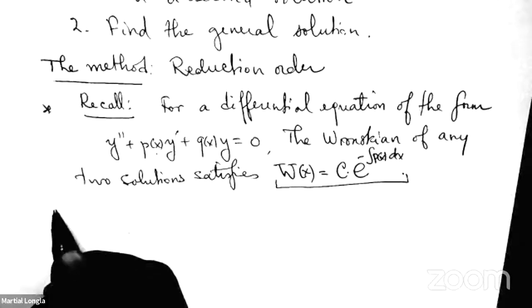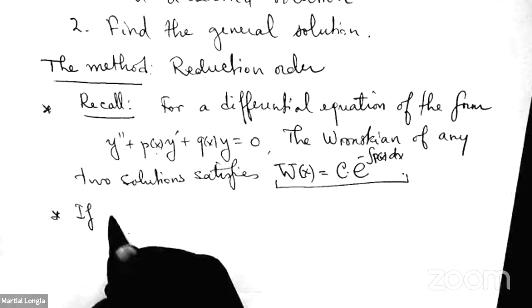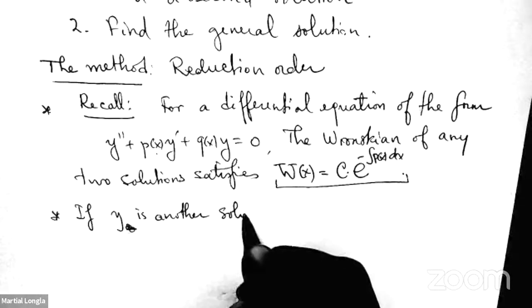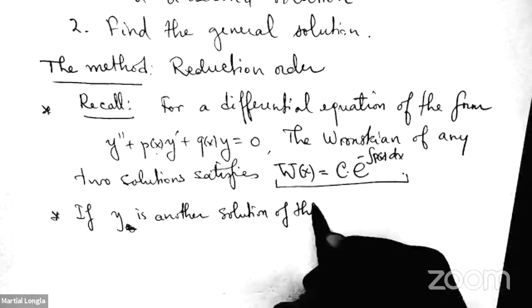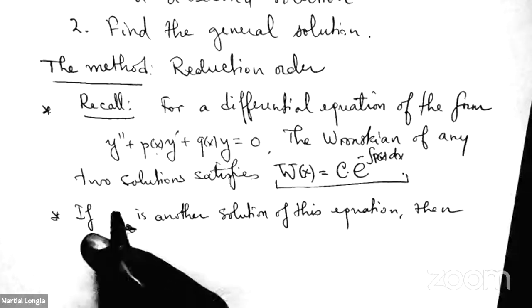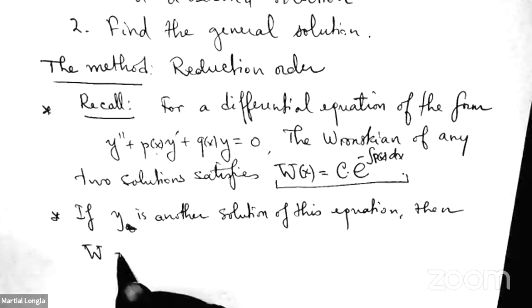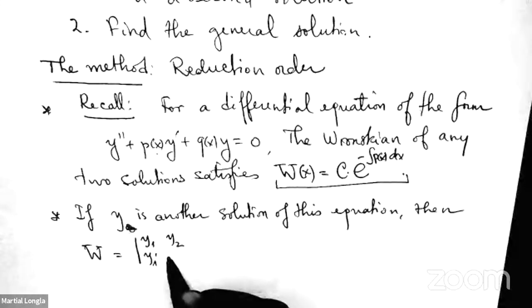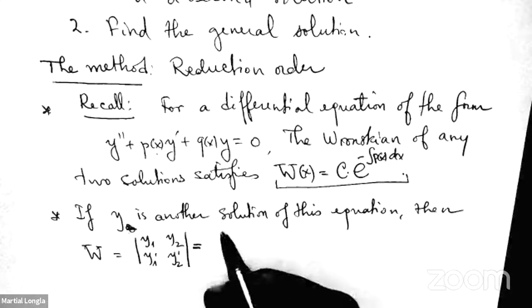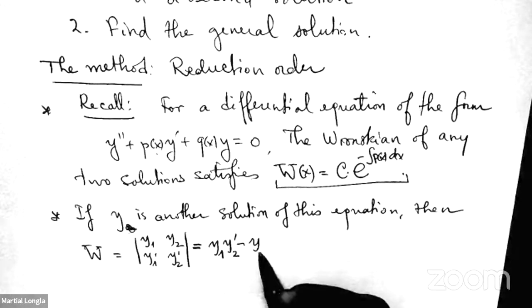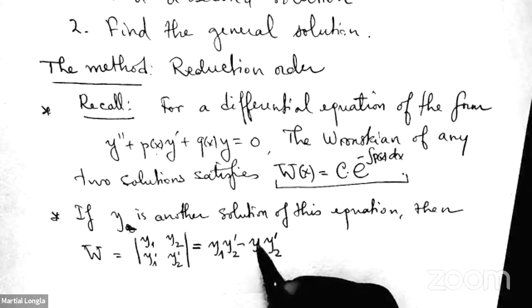So that's one thing. Now the second thing is, if y2, or say just y, is another solution of this equation, then w is actually defined as y1 y2 prime minus y1 prime y2.